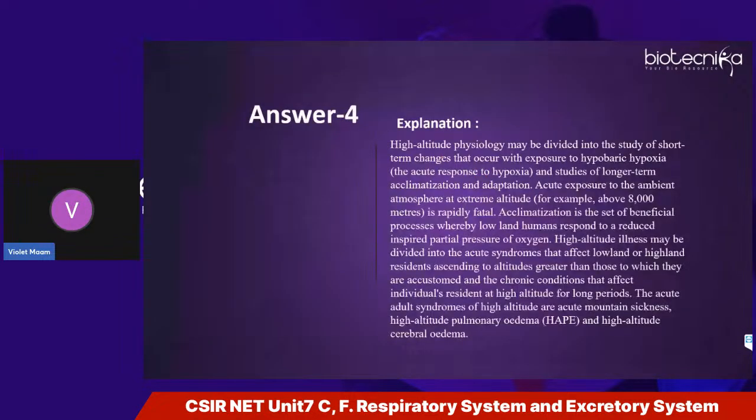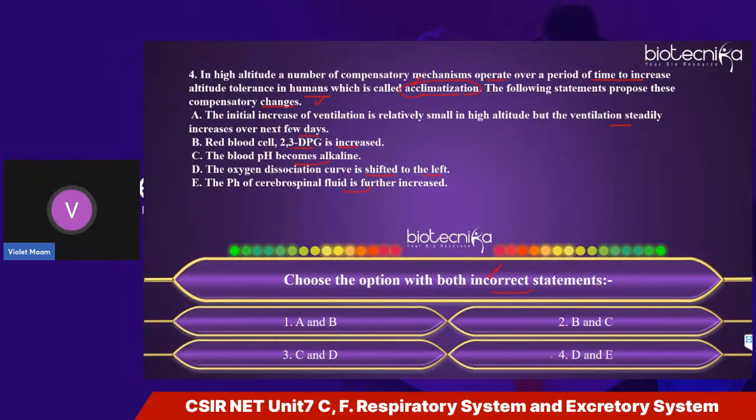The answer for this question is option 4. So what happens at high altitude? When we go to higher altitudes, the oxygen level is less. So there will be an increase in ventilation, but the initial increase of ventilation is relatively small. It will not be a sudden change; gradually it will increase, and then the ventilation will steadily increase over the next few days. Otherwise, it would affect the respiratory system. So A is a correct statement.